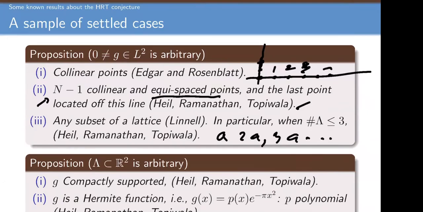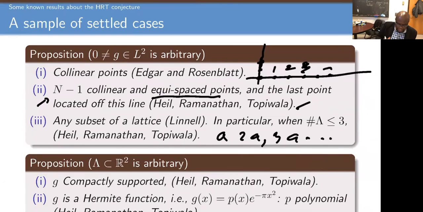So again, this one falls into Fourier analysis and they proved it already in the original paper. Now, the most general result that works in any dimension is actually the third one here, which is due to Linnell. It says that if you take your set of points to be any subset of a lattice in any dimension, then the HRT is true, and this is independent of dimension. So I could have stated this for L2 of R^d.